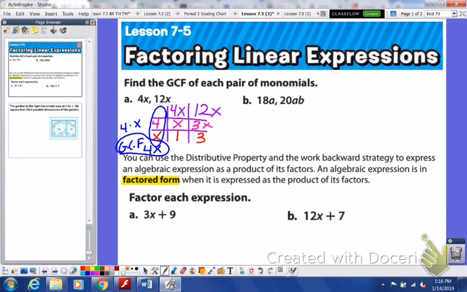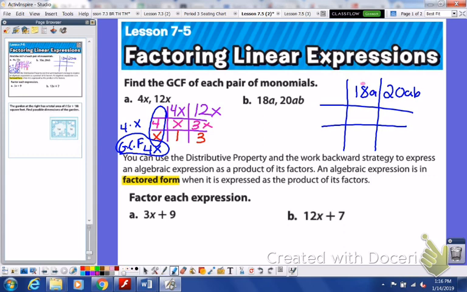For our second one, we had 18a and 20ab. Same idea, we're going to make that tic-tac-toe board. We have 18a and 20ab. If I look at my coefficients, what can I divide out of an 18 and a 20? They're both even, so let's start with a 2. 18a divided by 2 leaves us with 9a. 20ab divided by 2 leaves us with 10ab. I now have a 9 and a 10. There's nothing other than 1 that divides out of those.